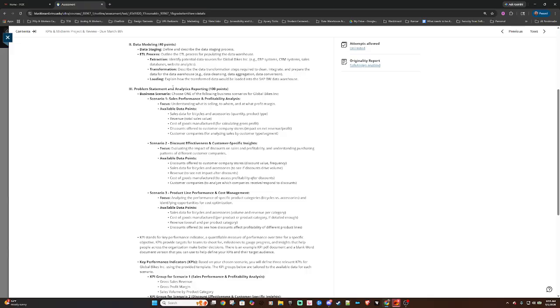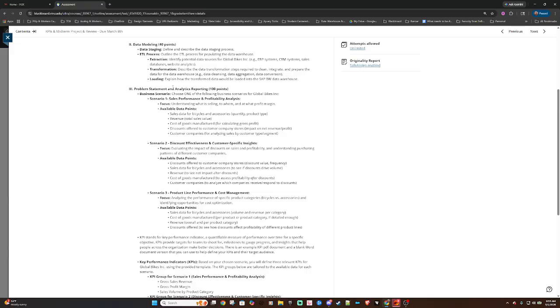Key figures in our data warehouse. So you should not have to create any of this information. You should not have to dig very hard for this information. And then the third one is the product line performance and cost management.